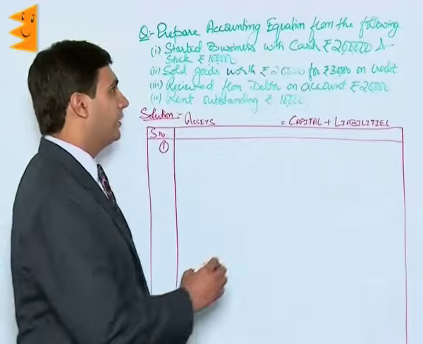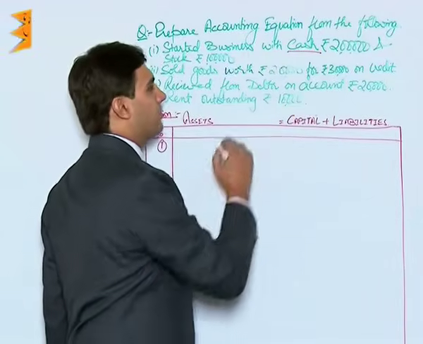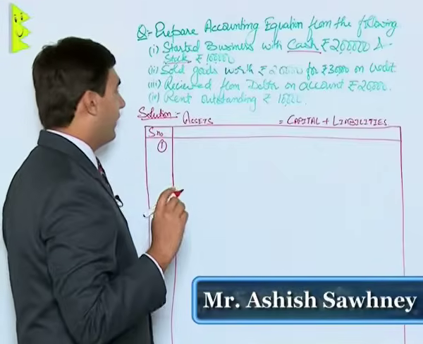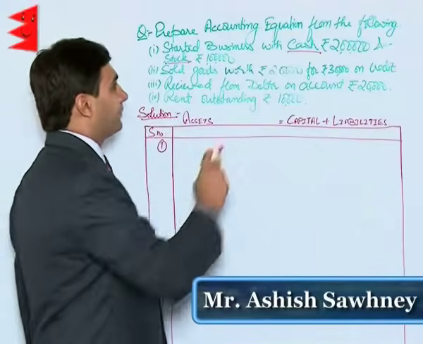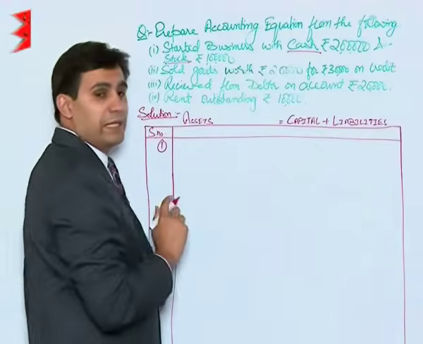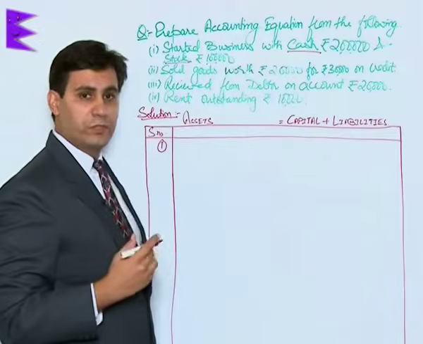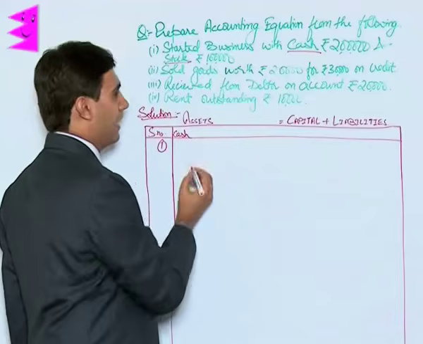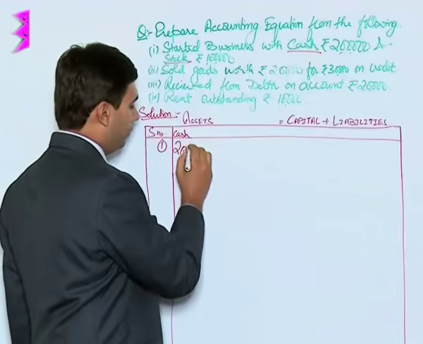Now students, here the owner is bringing in cash and stock. So what will be the effect of these two entries? Now let's see, he is bringing in cash. Cash is an asset for the business. So under asset column, we will create a sub column of cash and add 2 lakh rupees here.